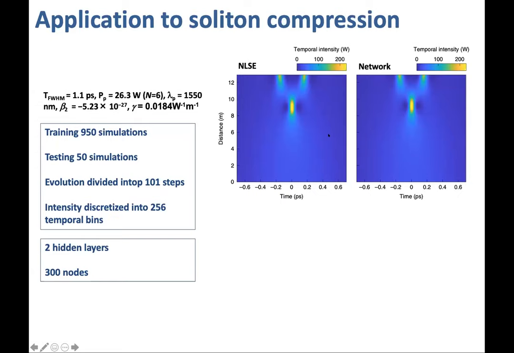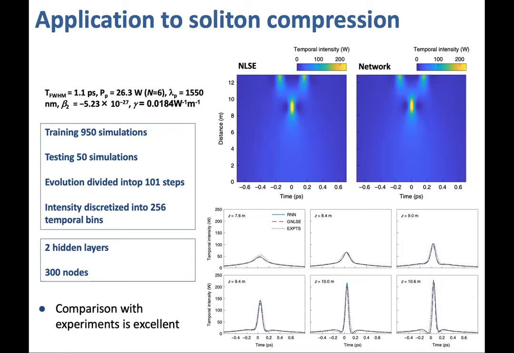We also did some comparison with experiments, so some data which were obtained in the lab for this kind of input pulse and fiber parameters, where we observed higher order soliton compression. Then we cut the fibers at selective distances, and then we compared the results with the network prediction of what we should observe. And the comparison with experiments is excellent, showing the ability of the network to predict accurately this kind of nonlinear compression dynamics.